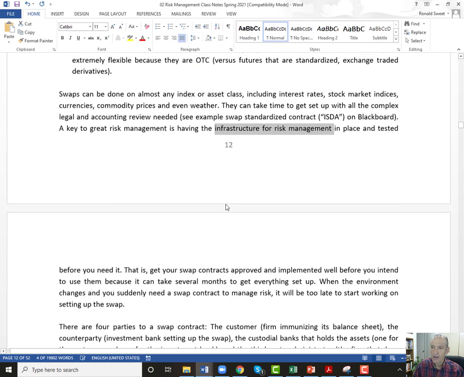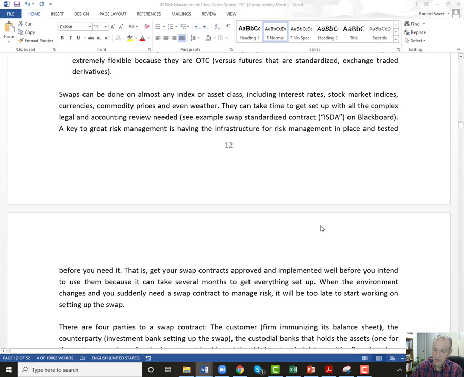So I've heard a lot of people say, we're not ready to do swaps right now, but we might do them in a month or two from now. We'll see what interest rates are going to do. I strongly recommend that if you're at your firm and you're interested in any kind of derivative, whether it's options, futures, swaps are a type of future, whatever you're doing, I strongly recommend that you set up all of the infrastructure well before you need to do the contract.